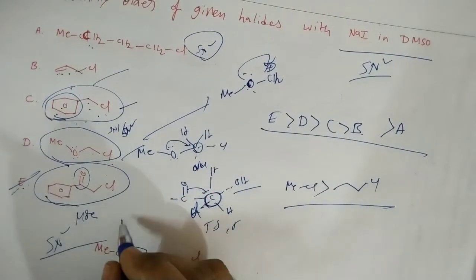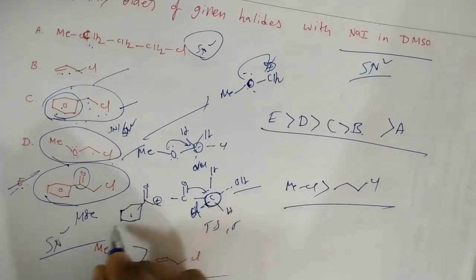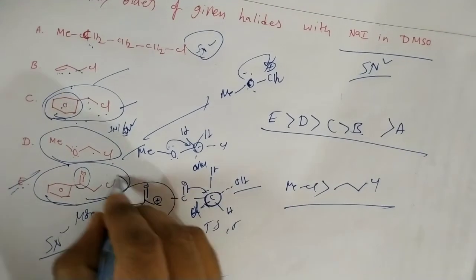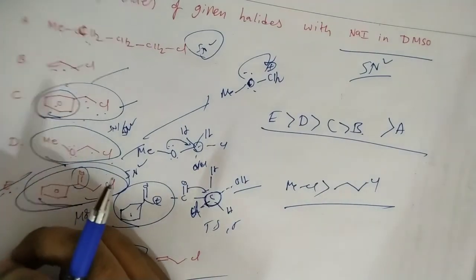But this one is only for SN2 reaction. It is not suitable at all for SN1 reactions. Why? Because the carbocation is less stable, so it is most suitable only for SN2 type reactions. Okay, that's it.